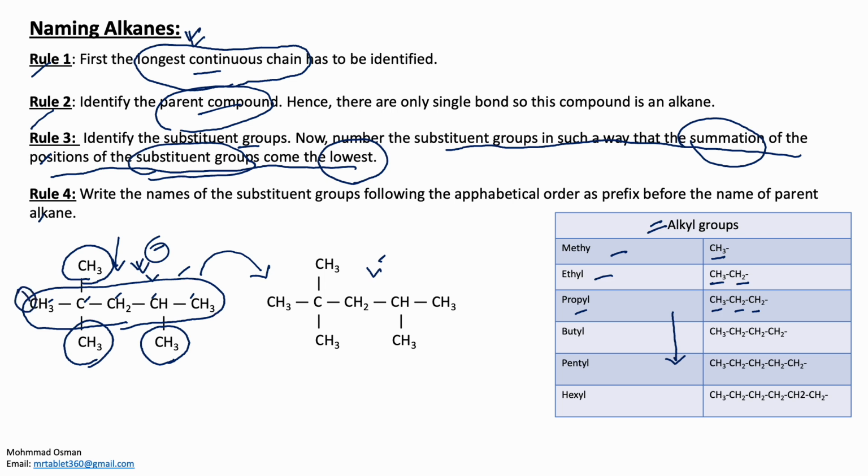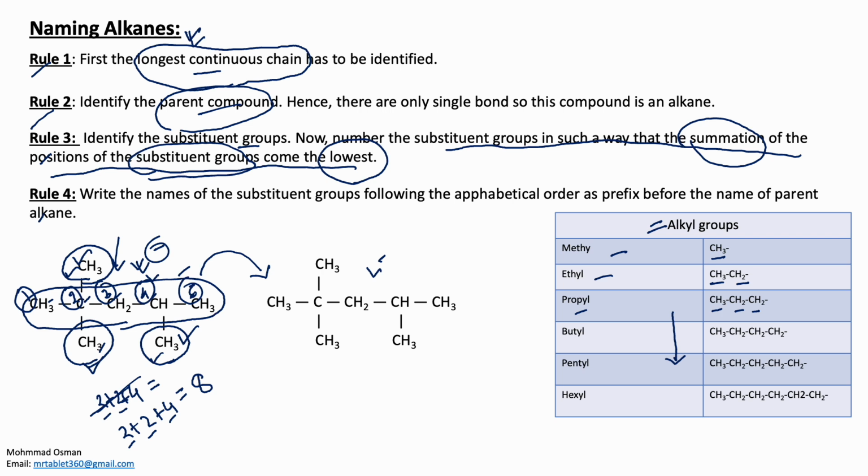Let's number this carbon as 1, this carbon as 2, this carbon as 3, this carbon as 4, and this carbon as 5. In this case, this methyl group gets position 2, and this methyl group also gets position 2, so 2 plus 2. And this methyl group gets position 4. So 2 plus 2 plus 4, our value comes to 8.